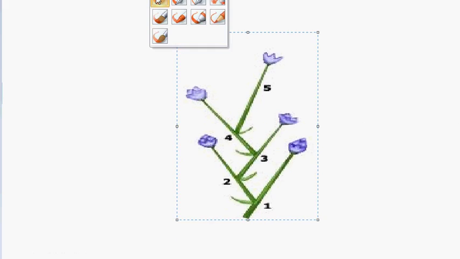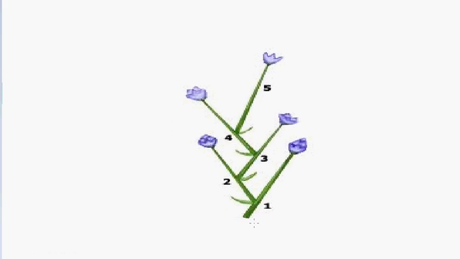Where is my brush? Yes, here. So you can see over here, this is the parent axis, and it is uniparous. You can see that only from one side of the stem the branch has arisen. Again from one side of the branch only the branch will arise. Again from one side only the branch will arise. So you can clearly conclude that this is uniparous type of branch.